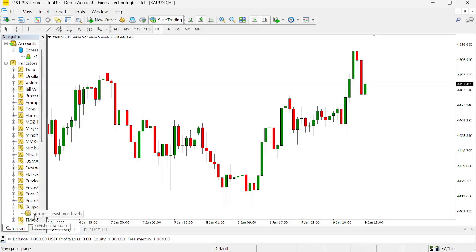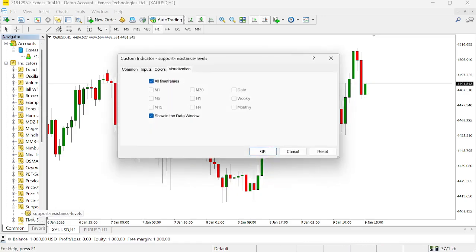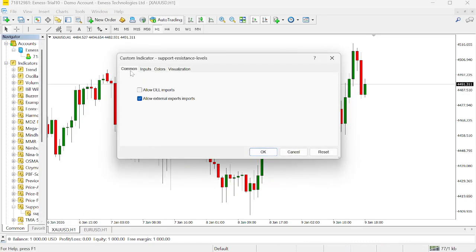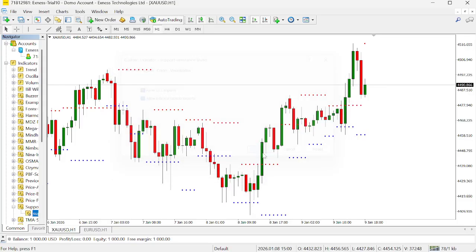At this point, I'll load the indicator on the chart so you can see how it looks in real time. Remember to allow DLL imports, and just like that, we have it installed on the chart.